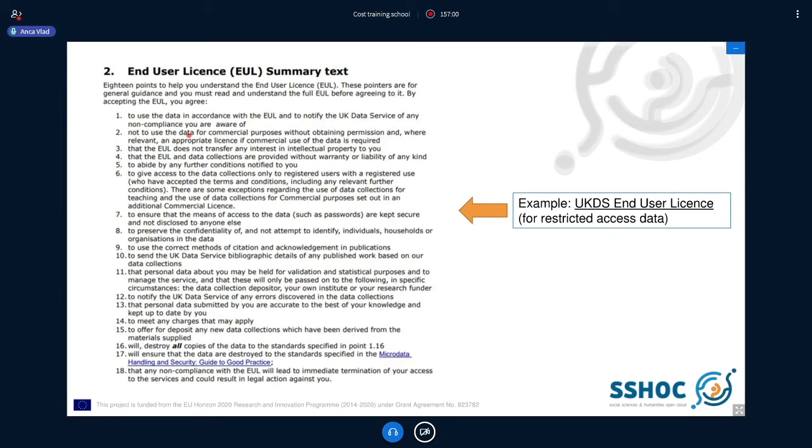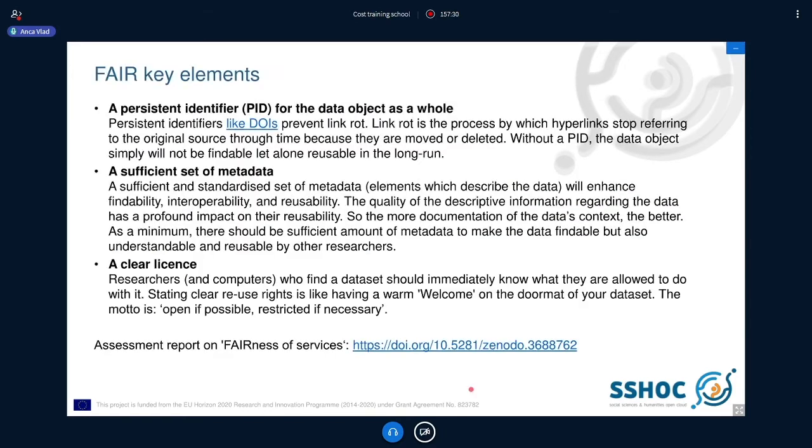So, not to use data for commercial purposes without obtaining permission. I don't know which one to read, but there are a few. Okay, to use the correct methods of citation and acknowledgement in publications, etc. To destroy the data at the end of the project. So all this is covered here. Every repository and archive will have a version of this for the restricted access data.